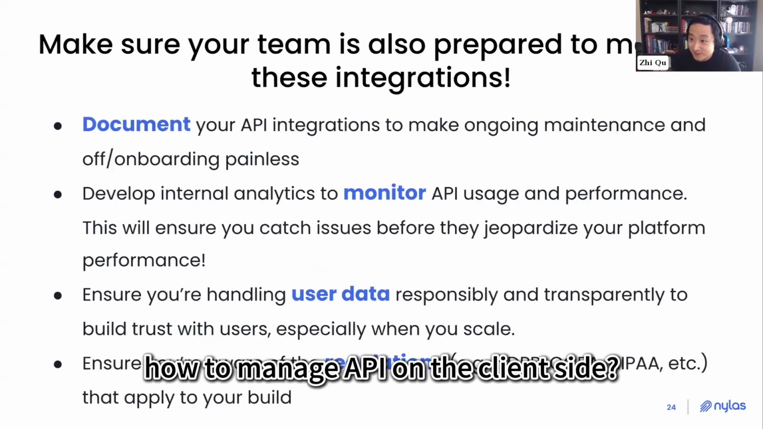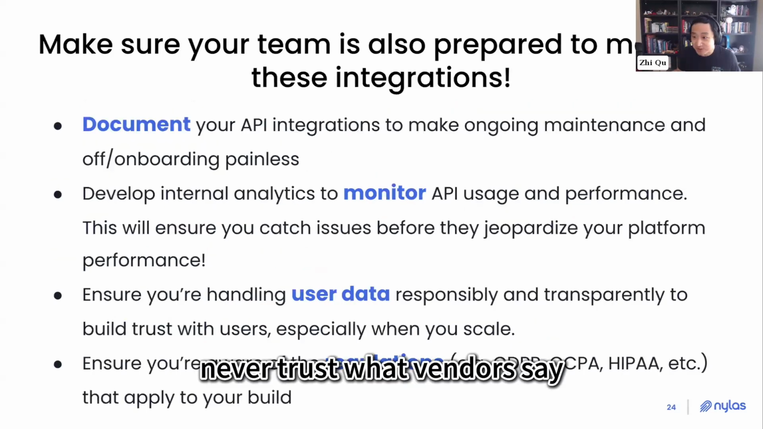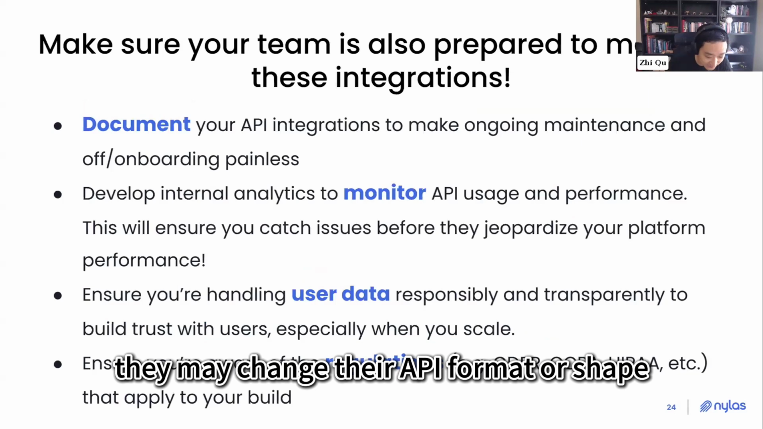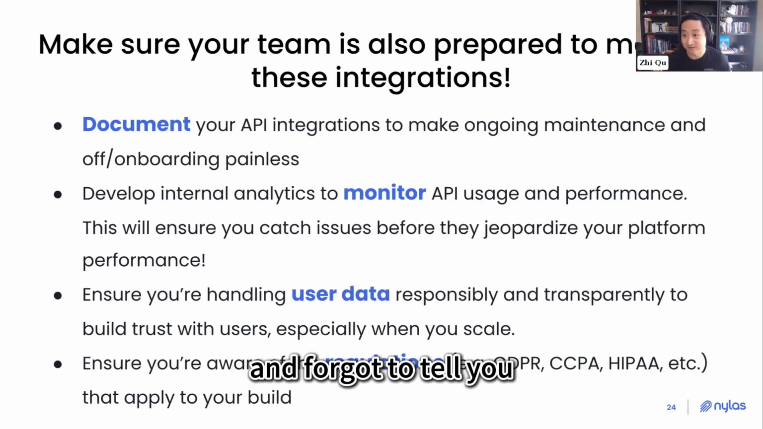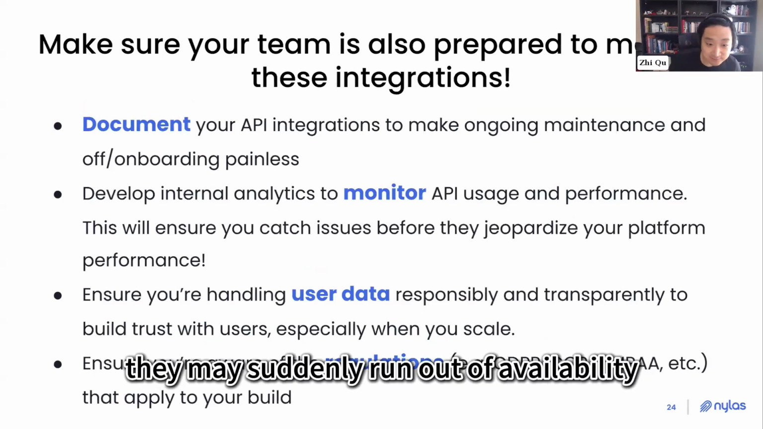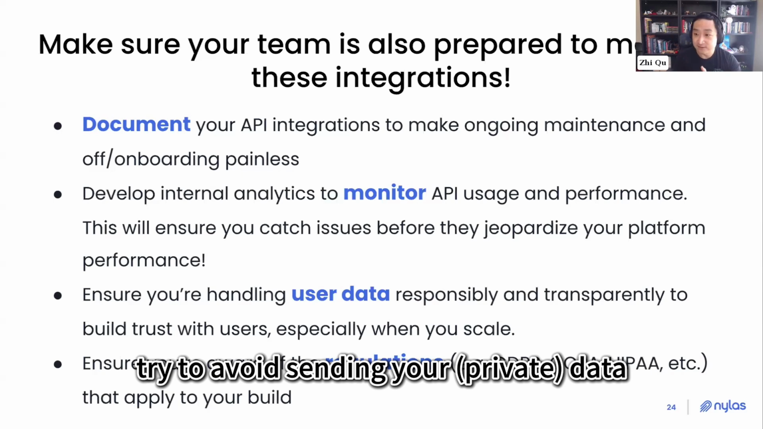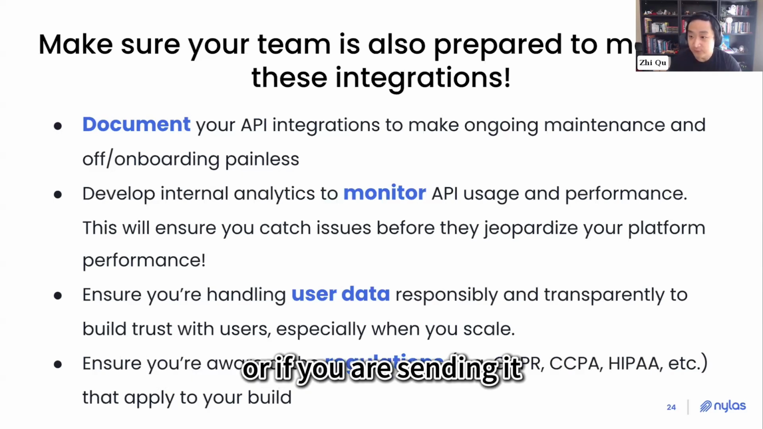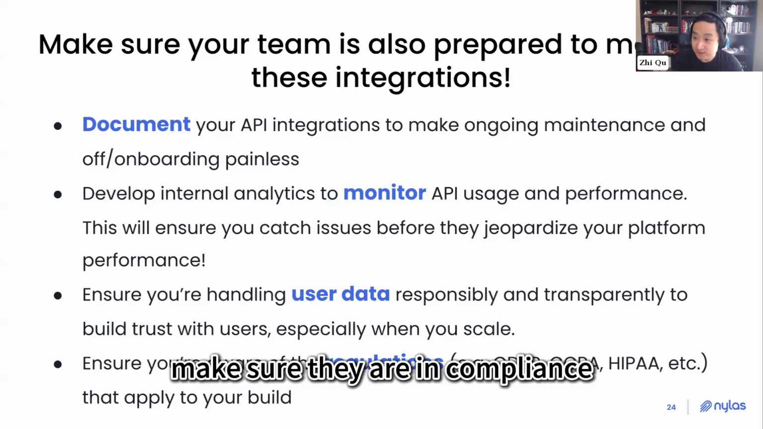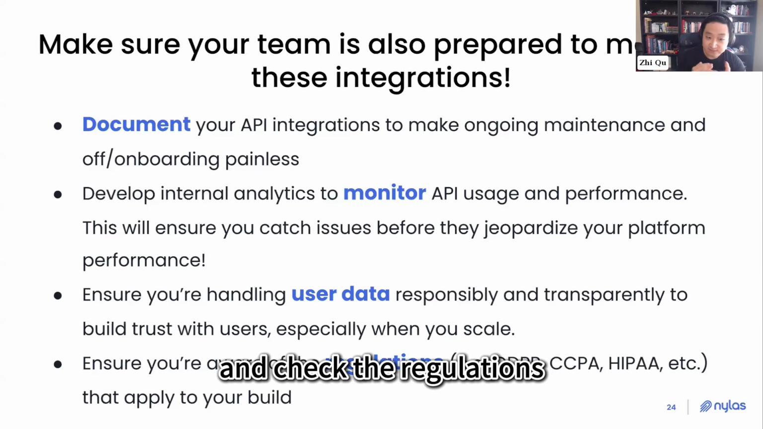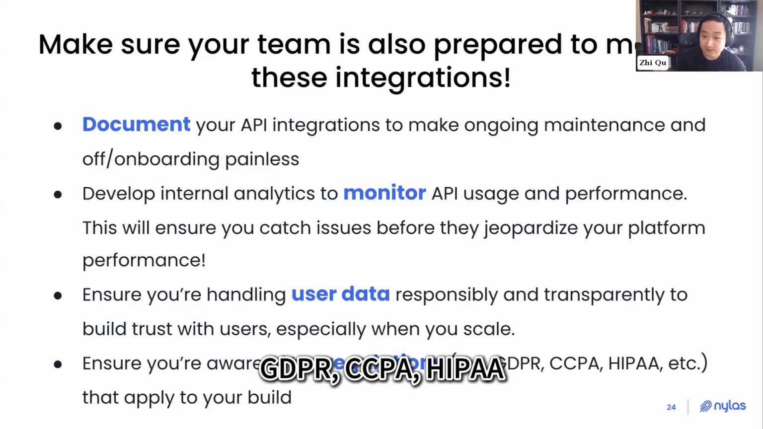How to manage an API on the client side? Never trust what vendors say. They may change their API format shape and forget to tell you. They may suddenly run out of availability. So try to monitor it, try to document it, try to avoid sending user data, redact it, or if you are sending it, make sure they are in compliance, and check the regulations: GDPR, CCPA, HIPAA.